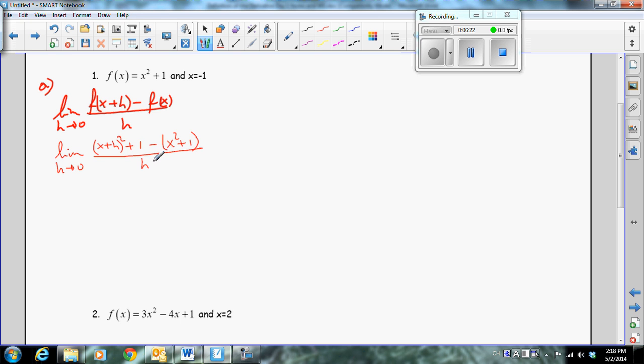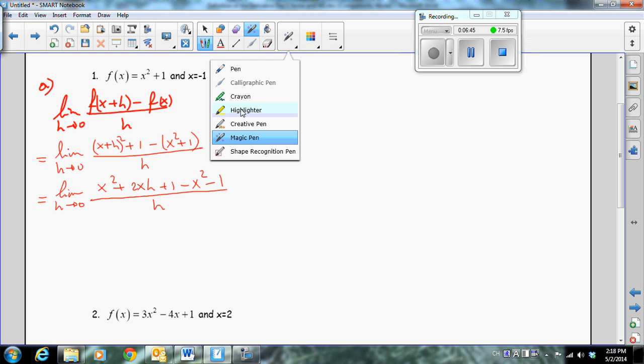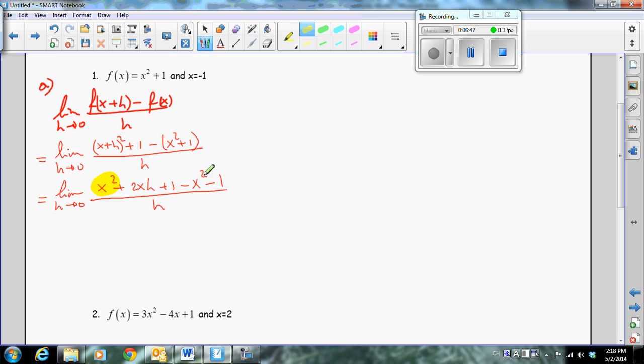This should be very familiar to you. So if you expand it, you still have the limit as h approaches 0. Note that I keep writing the limit. This will be x squared plus 2xh plus 1 minus x squared minus 1, all over h. From here, I will go ahead and simplify. The x squared and the negative x squared will go away. The -1 and the +1 will go away, and you're left with 2xh over h. Oh, I'm missing an h squared.